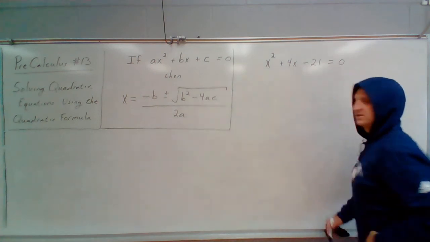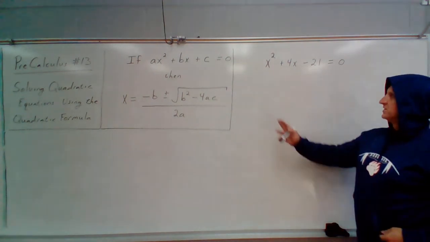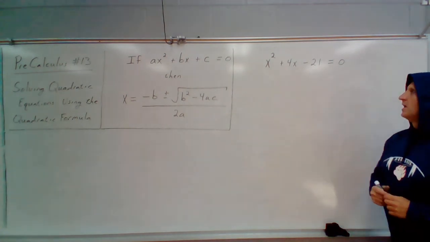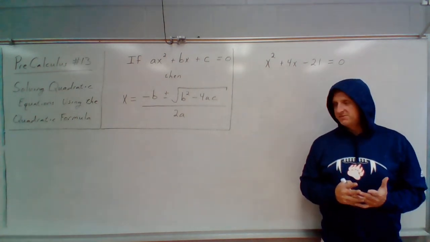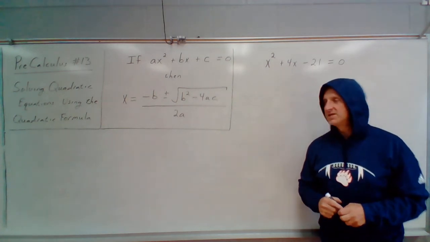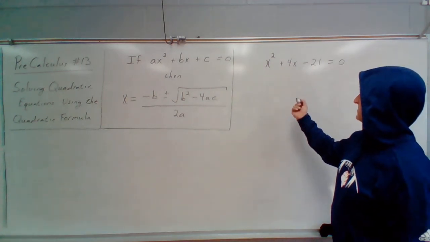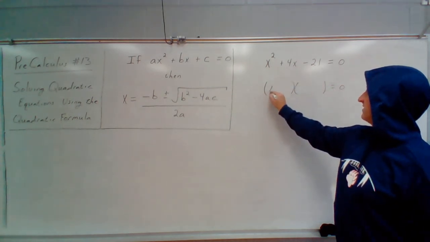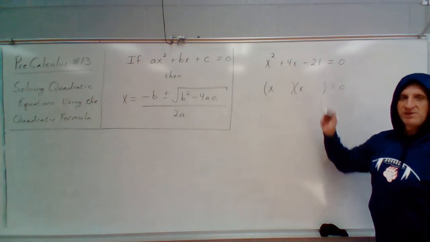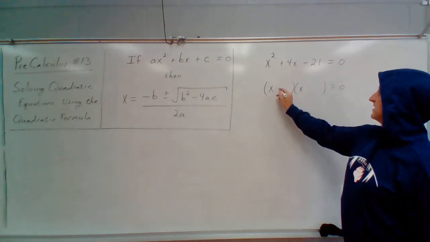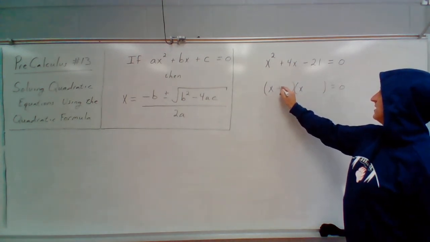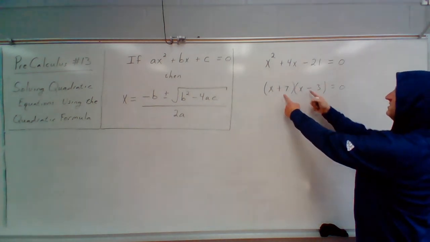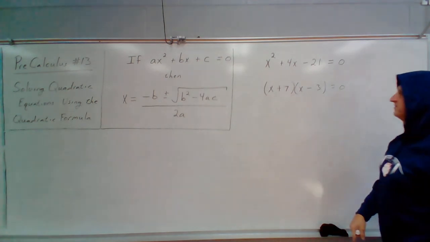All right, let's solve this equation. So this is in the form ax squared plus bx plus c is equal to 0. The first thing you should always check is to see if the equation will factor, because that's easier. This one will factor, so let's do that. I'll have x, and two numbers multiplied to get negative 21. Well, that might be plus 7 and minus 3. And 7 minus 3 add up to be 4, so we know we got it right.